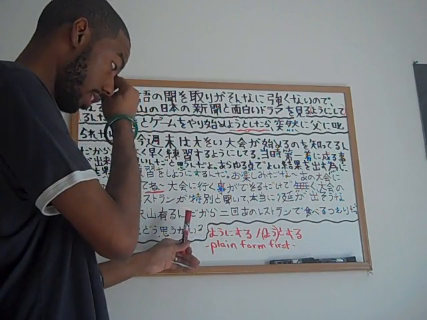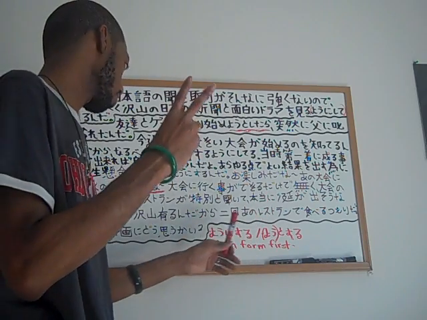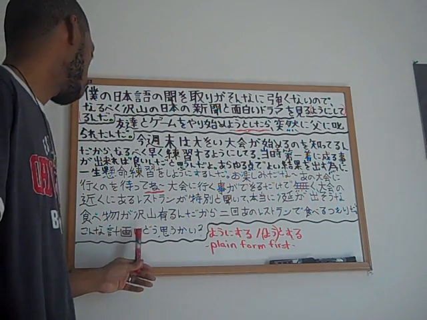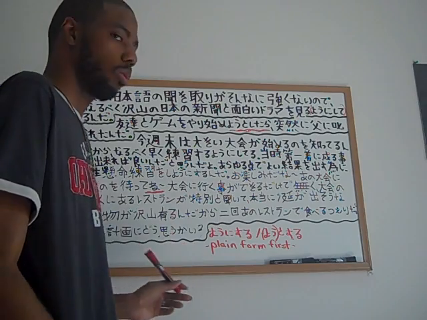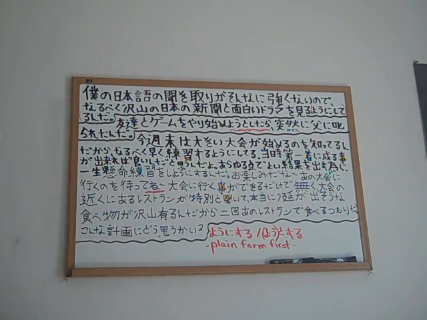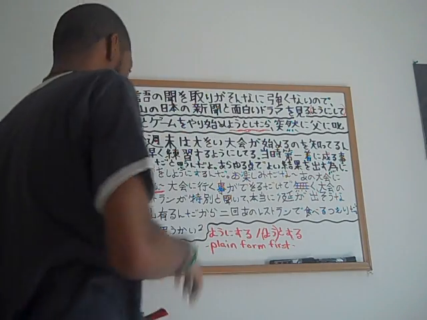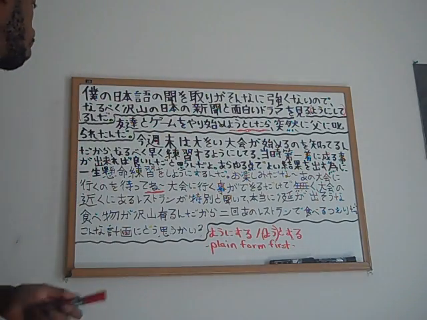Therefore, I plan to eat at that restaurant 2 times. こんな計画にどう思うかい? So what do you think about this plan? So let me break this down here.